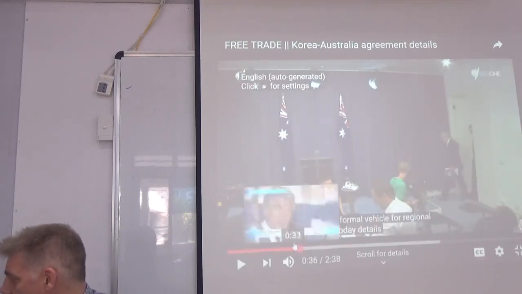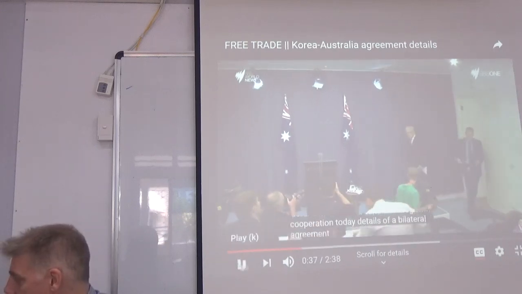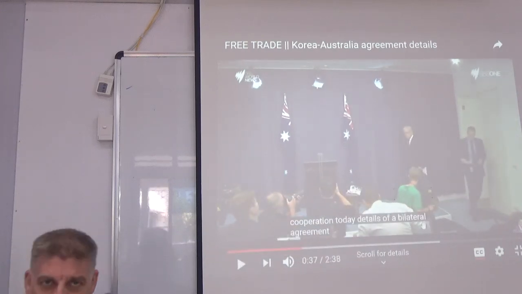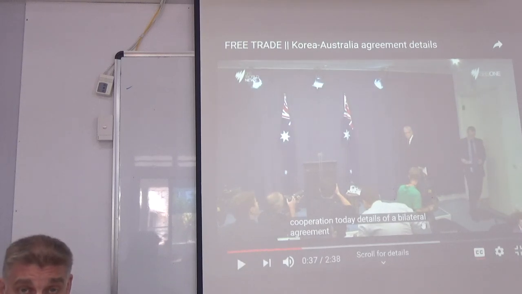This word here, bilateral. Details of a bilateral agreement. So they already said that they think the two biggest beneficiaries of this trade agreement are going to be the beef industry. They love that beef in South Korea. They want that Australian beef, and South Korea will benefit from selling their cars.